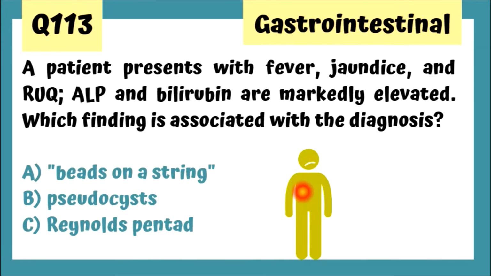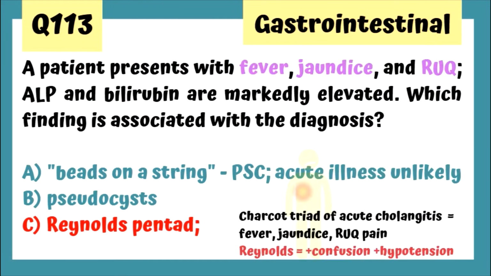Question 113. A patient presents with fever, jaundice, and right upper quadrant pain. That sounds like acute cholangitis. ALP and bilirubin are elevated. Which finding is associated with this diagnosis? We know this already. Reynolds' pentad, where we also have altered mental status and hypotension.